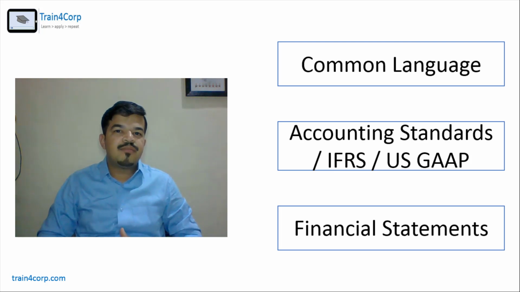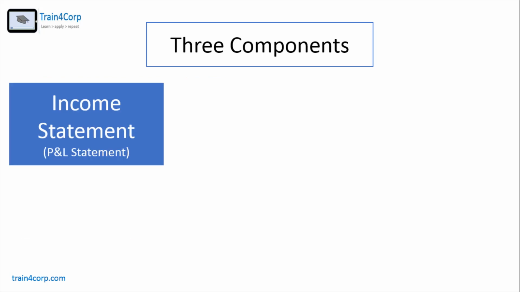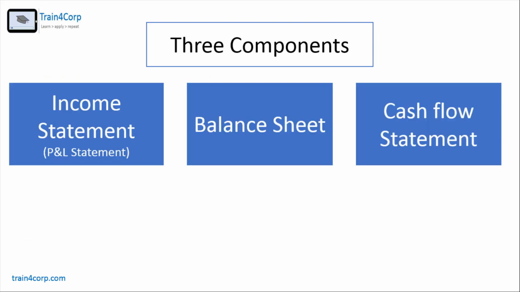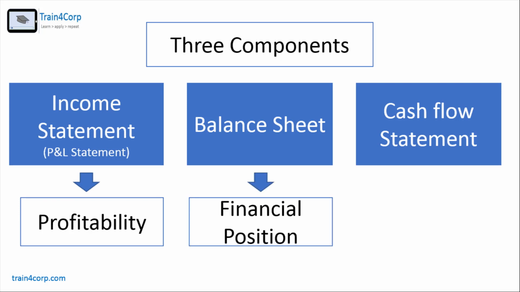So financial statements basically comprise three components: income statement, balance sheet, and cash flow statement. By looking at the income statement, we will be able to understand the profitability of the business. The balance sheet basically helps us understand what the assets and liabilities in the business are. So the balance sheet helps us understand the financial position of the business.